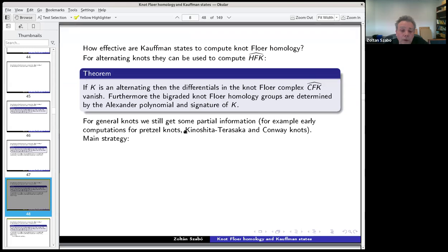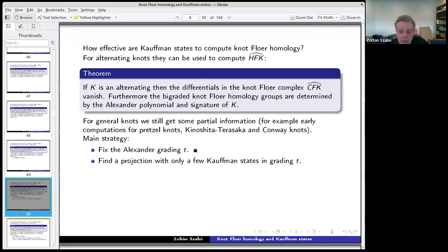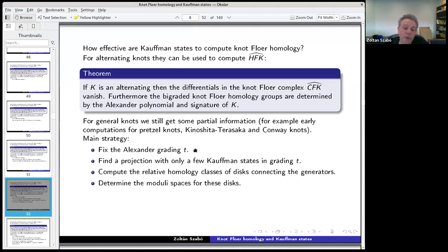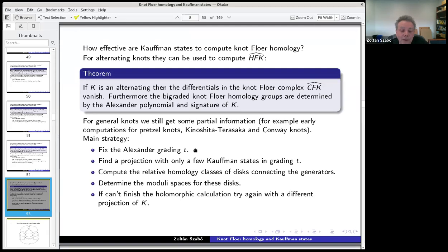So the main strategy used early on is something really simple. We know, or we prove, that this is actually an invariant. So you can just fix an Alexander grading that you are interested in, and try to compute the knot Floer homology for those Alexander gradings. You can choose your favorite knot projection, hopefully with only a few Kauffman states in that grading. And you can also compute some information about the relative homology classes connecting these generators. And if you get really lucky, you can compute the moduli spaces as well. And then this is the answer. And if you are unlucky, then you can try to persist and try to get a different projection.